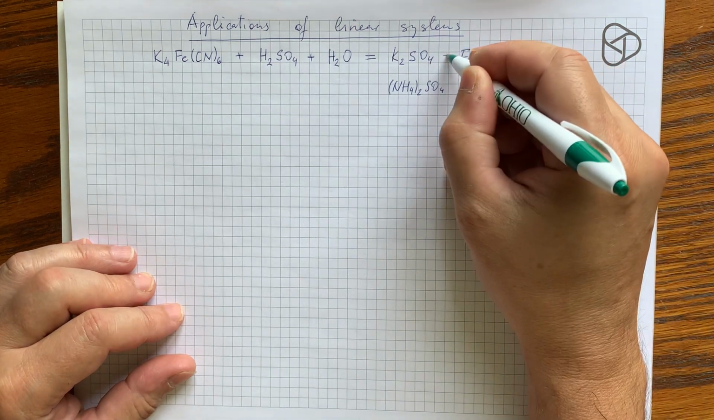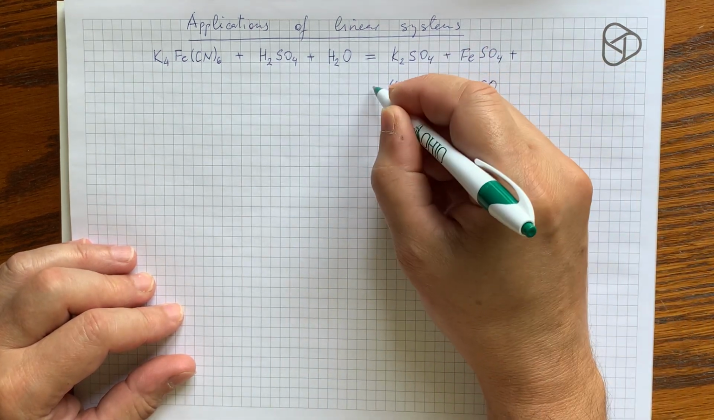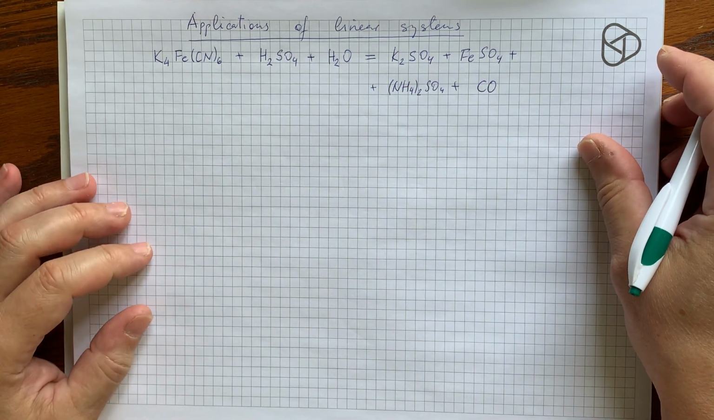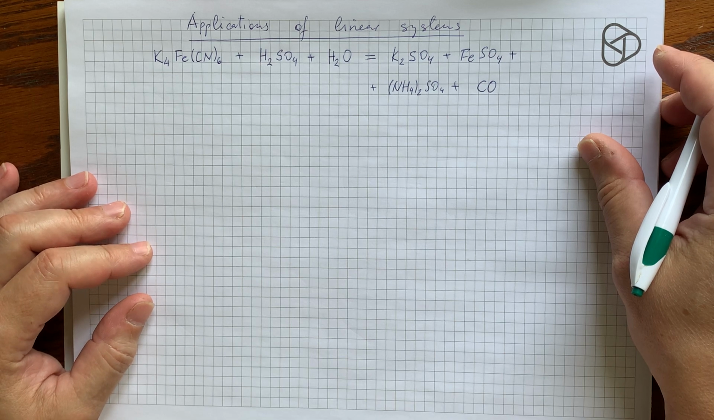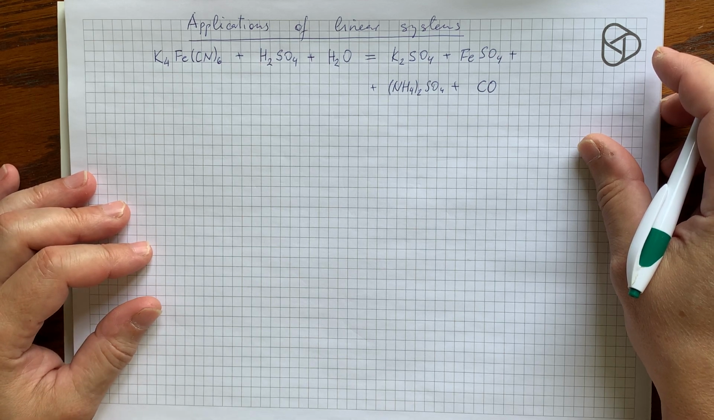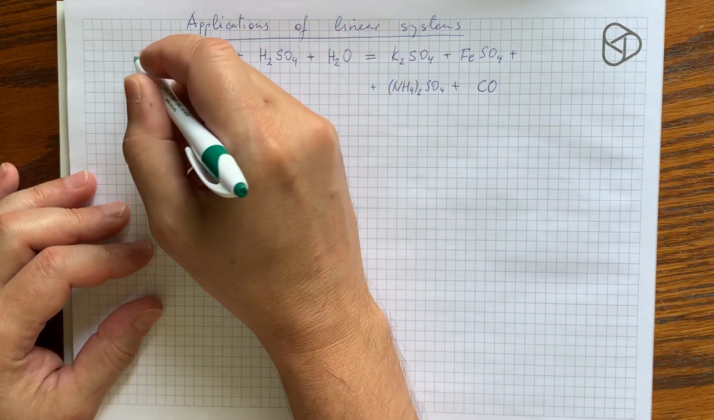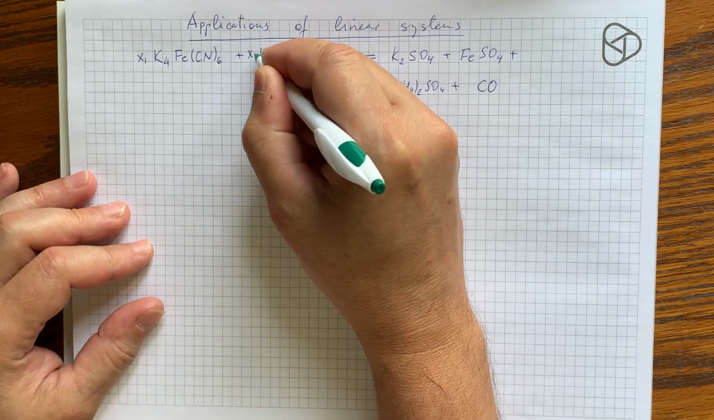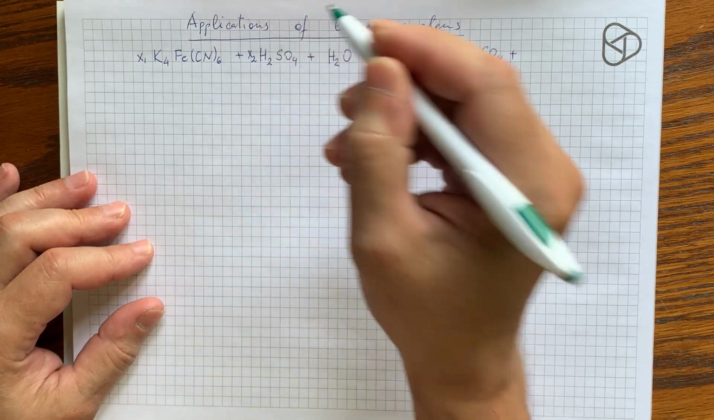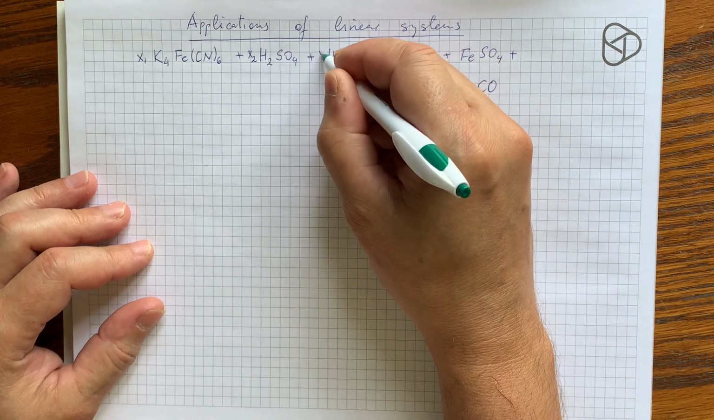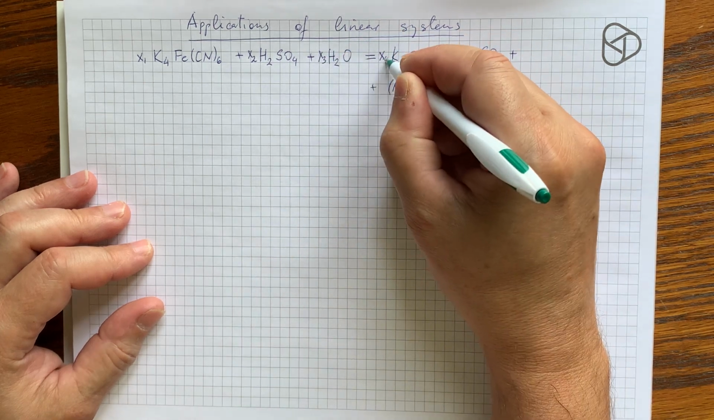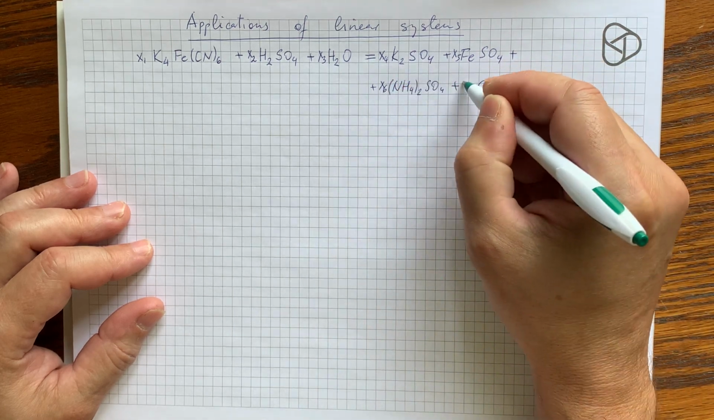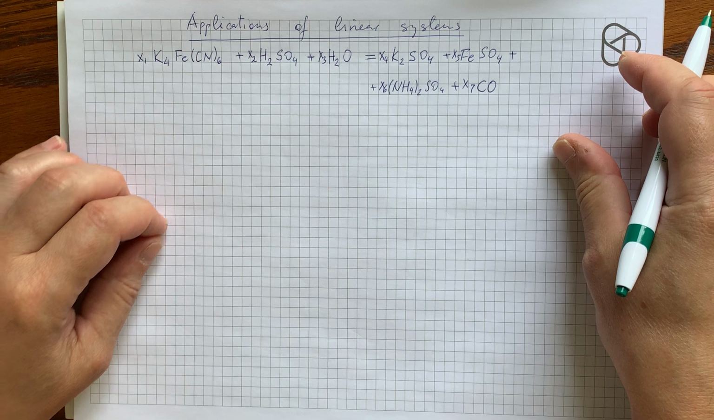And the task is to find the proportions. So we have as many unknowns as the compounds in the reaction, as the agents. So that is X1, that many molecules, and then X2, X3, X4, X5, X6, and X7. So we have 7 variables.